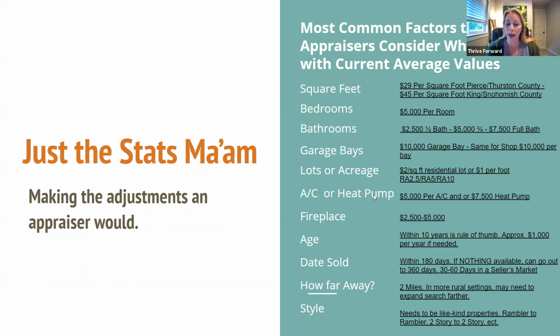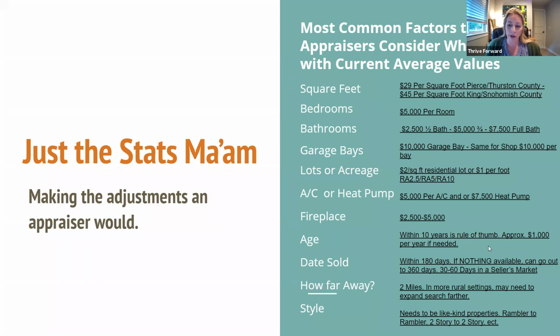AC and heat pump is $5,000. I'm going to skip acreage because I'm going to spend some time on that. Fireplaces are $2,500 a piece. And then age, you're going to try to get homes within 10 years. But what if you're in a location where there really isn't? You've got a 1972 home and everything around it is maybe 1945, so you're not going to be within that 10-year bracket. So you can adjust $1,000 per year if you need to.